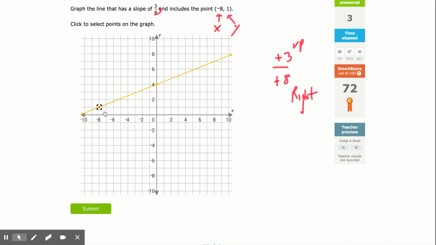One thing I like to do is I actually just like to make sure I went up 3 by saying if I was at 1 and I go up 3, I should end up at 4. If I'm at -8 and I go right 8, I should end up at 0, and that's where I did.